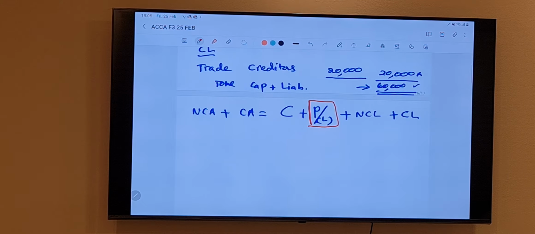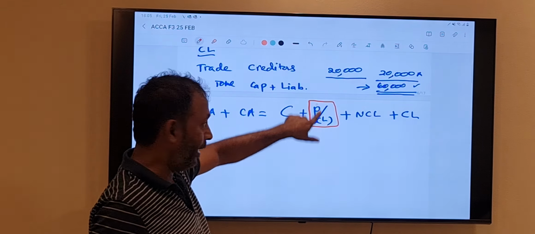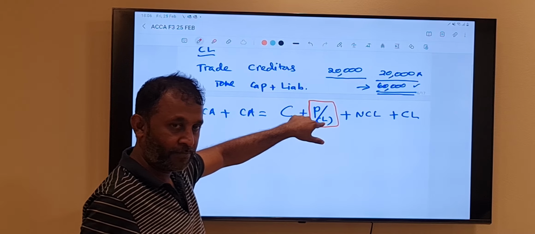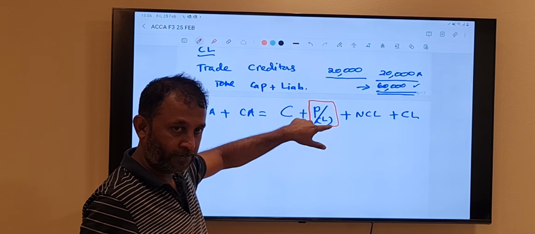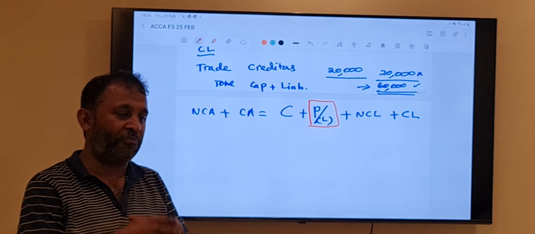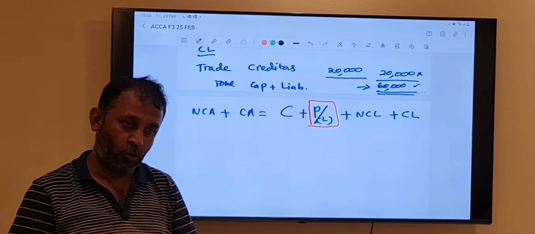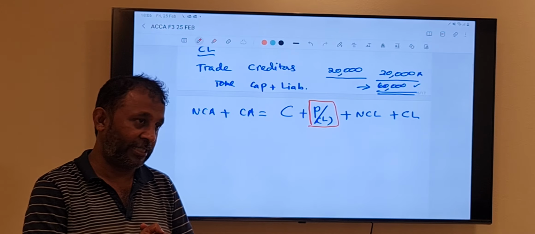This is a new term. P and L I have written within bracket. P means profit, L means loss. So we need to define that now. What's the meaning of the word profit or loss? Adit, can you define what the profit is?